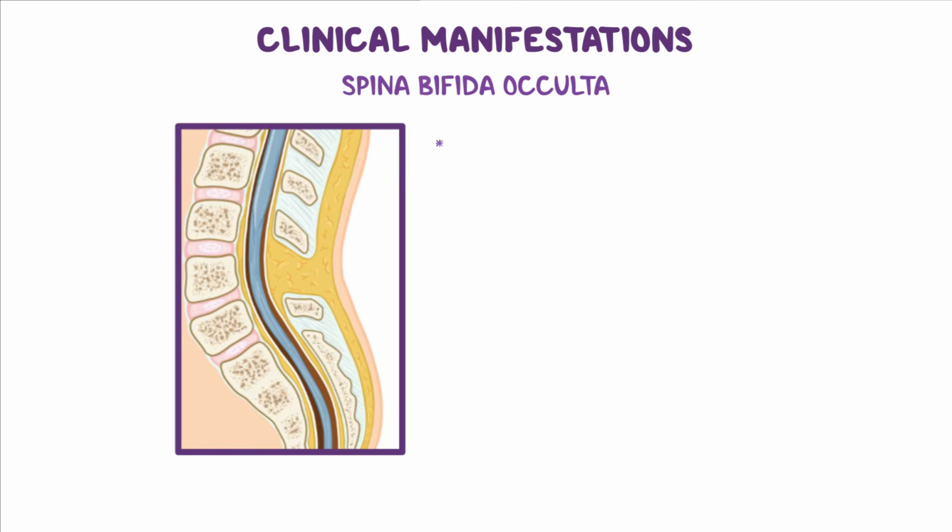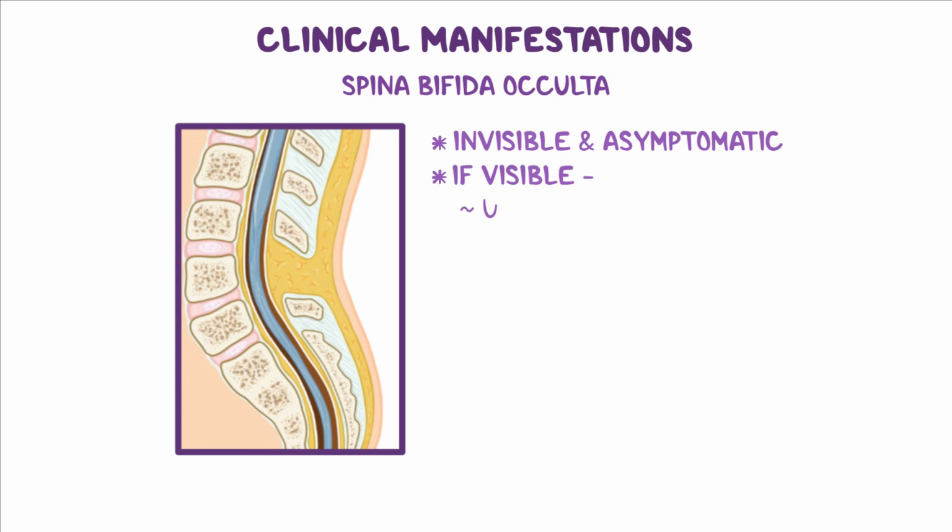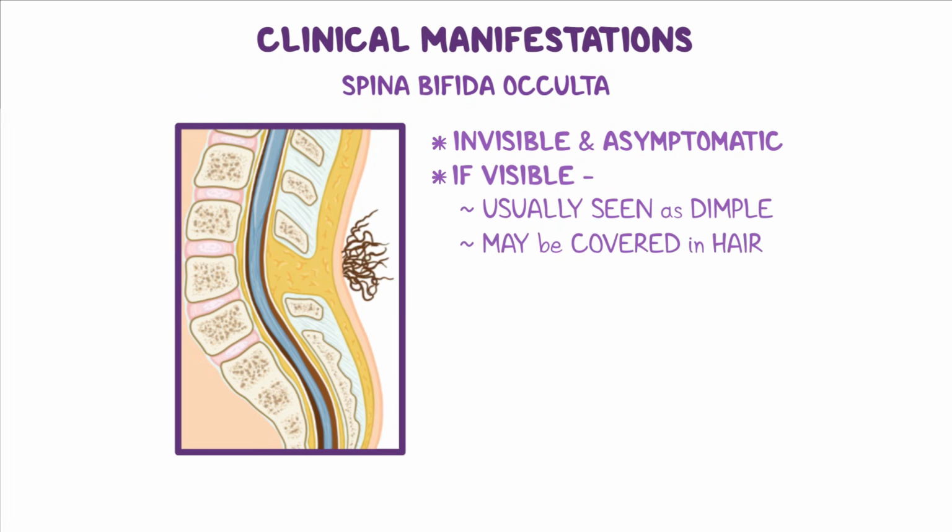Clinical manifestations of neural tube defects vary depending on the type of defect. Now, spina bifida occulta is usually invisible and asymptomatic. If the defect is visible, it is usually seen only as a dimple on the back, which may be covered in hair.